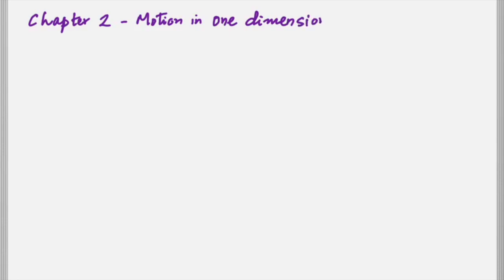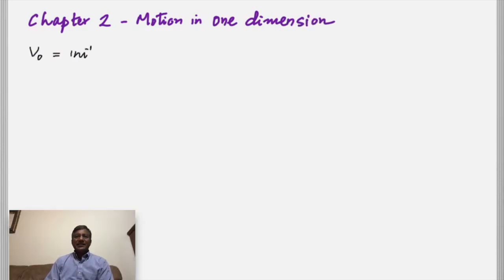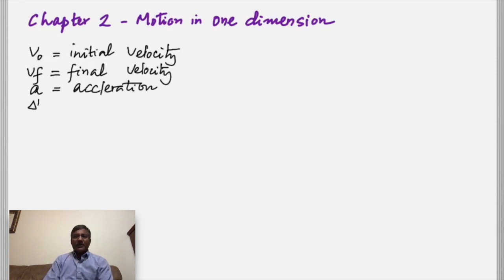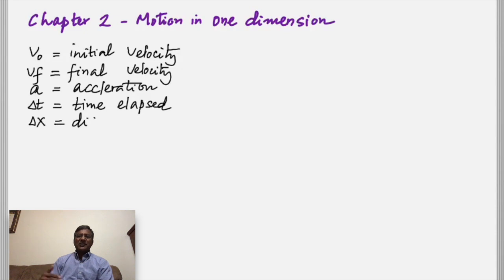This is chapter 2, motion in one dimension, and here basically we need to understand the equations and take it from there. The first one is the initial velocity, v naught. The second one is the final velocity, vf. A is the acceleration. Delta t is the time that has elapsed, and delta x is the displacement.